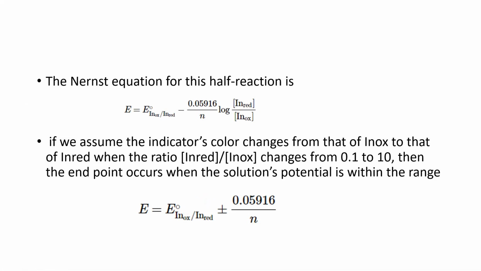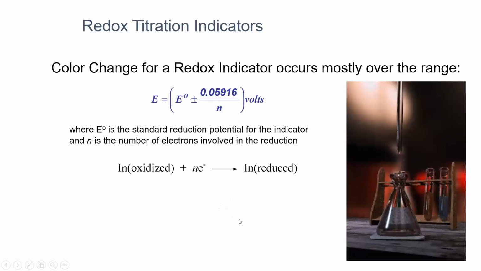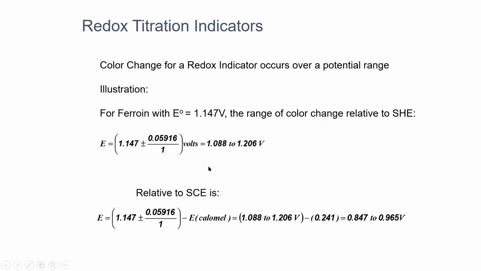And look at the pKa of 0.1 to 10. We also find the potential range with which the color change can occur, using that Nernst equation. Color change for a redox indicator occurs mostly over this range, where E naught is the standard reduction potential for the indicator, and n is the number of electrons involved. So color change for a redox indicator occurs over a potential range.